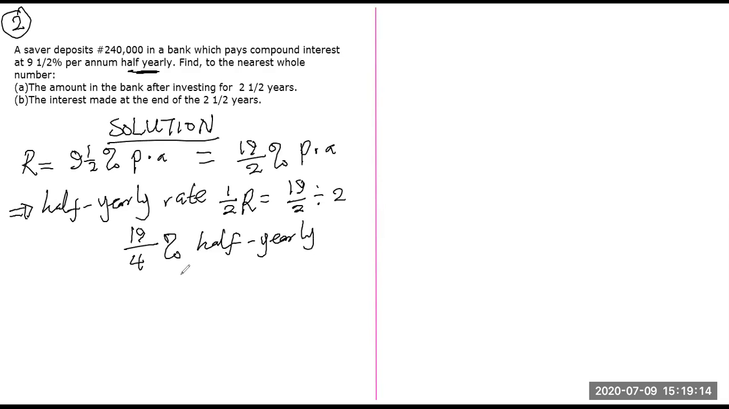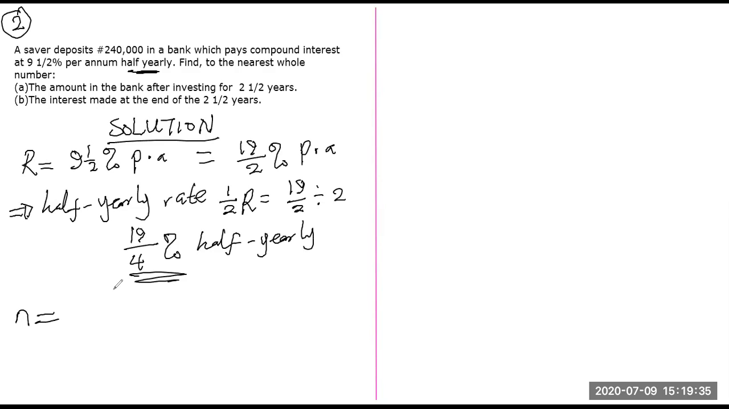Okay, so this is our rate for every 6 months, or every 0.5 year. All right, so our N, the number of circles or the number of reckoning, they are reckoning the saver's account every 0.5 year. There are 2 halves in one, so that means in 1 year they will record the account twice.